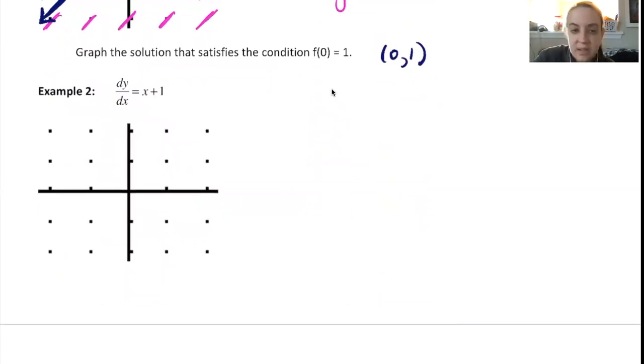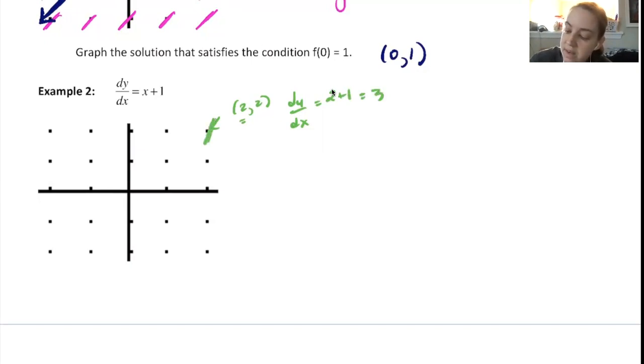So in this case, we have to take into account the x coordinate. What do I mean by that? Let's start over here. The coordinates at this point are (2, 2). So dy/dx is equal to, well, my x coordinate is 2, 2 plus 1, which is 3. So I have a slope of 3 right here.